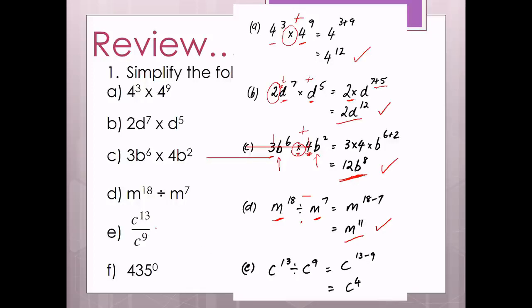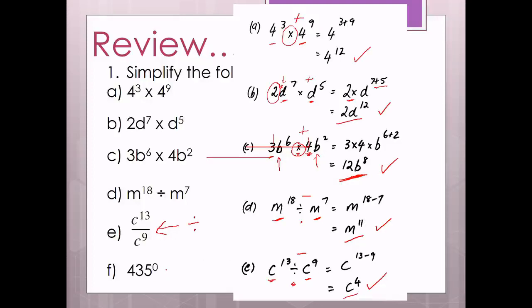Now, even though there's a line, a fraction in part E, you need to remember that the line in a fraction, as we looked at quickly last week, means divide. So part E is actually saying c to the power of 13 divided by c to the power of 9. The bases are the same. We're dividing, we subtract the powers. 13 minus 9 is 4, and so c to the power of 4 for that one.